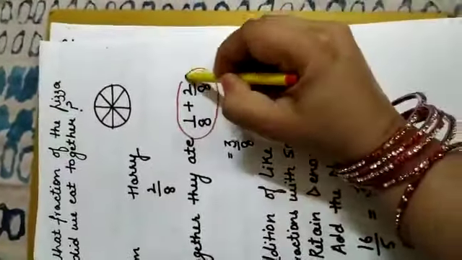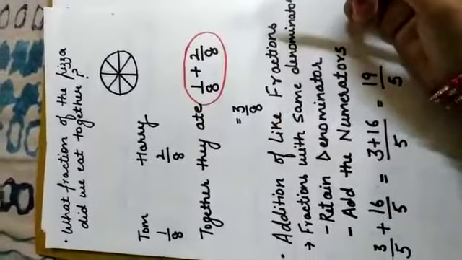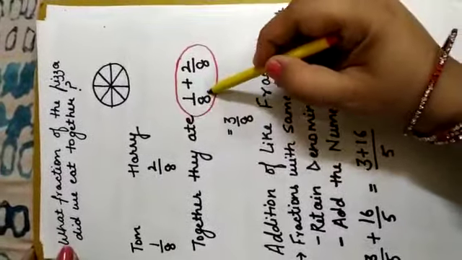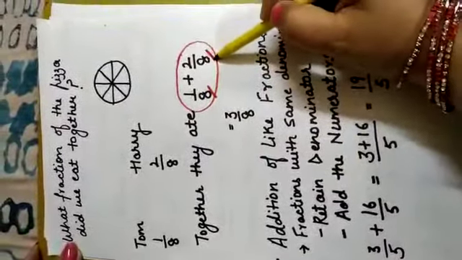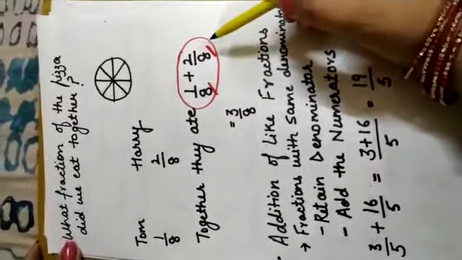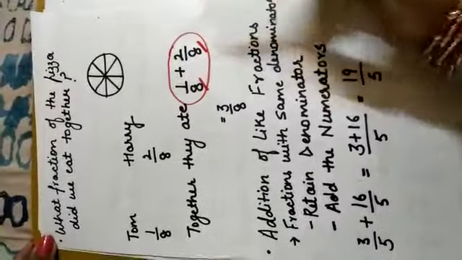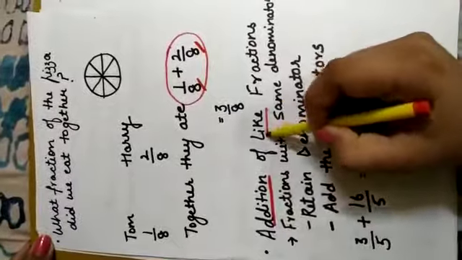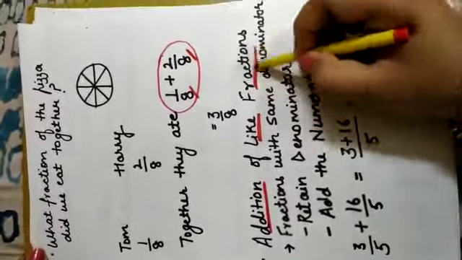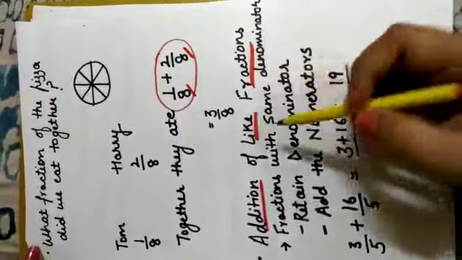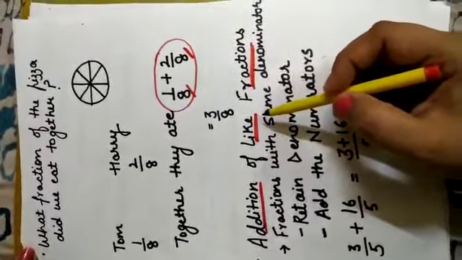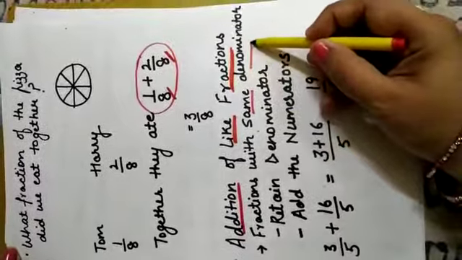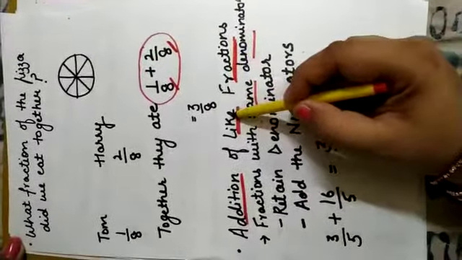fractions. How to add? If you could see, these are like fractions. Both are having same denominators, that is 8. So these are like fractions. How to add like fractions? That comes our next topic, that is addition of like fractions. Now what were like fractions? Let us recapitulate. Fractions with same denominator are like fractions.